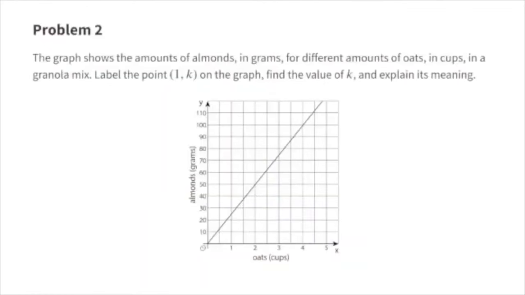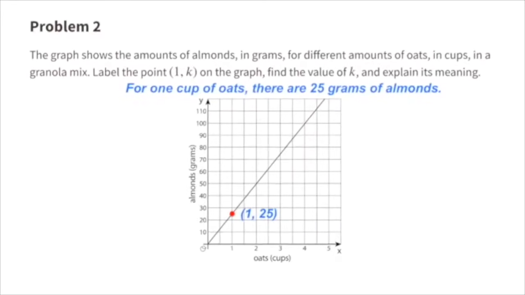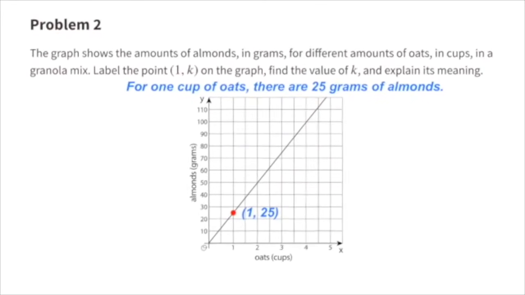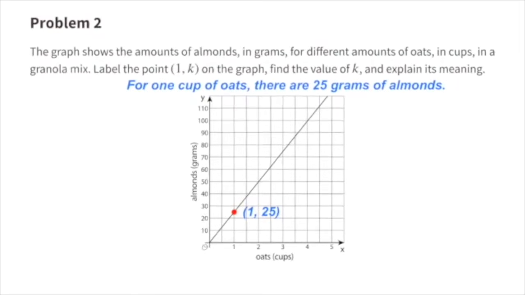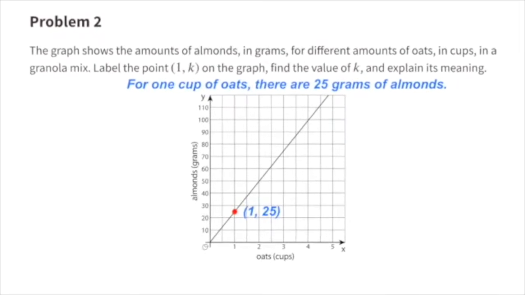Problem number 2. The graph shows the amounts of almonds in grams for different amounts of oats in cups in a granola mix. Label the point 1, K on the graph, find the value of K, and explain its meaning. For 1 cup of oats, there are 25 grams of almonds. So in this case, the unknown K would be 25, and that represents 25 grams of almonds.